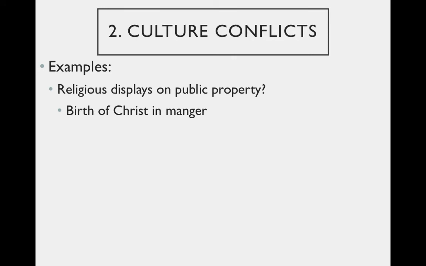Culture conflict examples. Where culture comes into conflict: religious displays on public property. The United States does not have a national religion. Sometimes that's tough to differentiate because obviously Christianity plays a large part, meaning most people in government tend to lean towards Christianity. But the birth of Christ in the manger has been removed from some public areas. And how some cities have gone around it is they allow any religious displays that would like to post something there during their holiday.